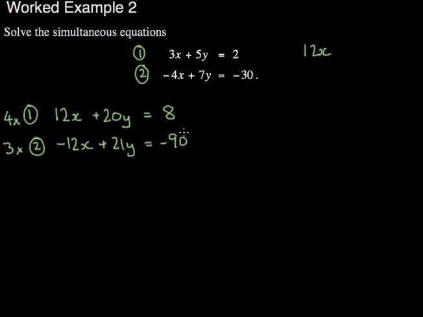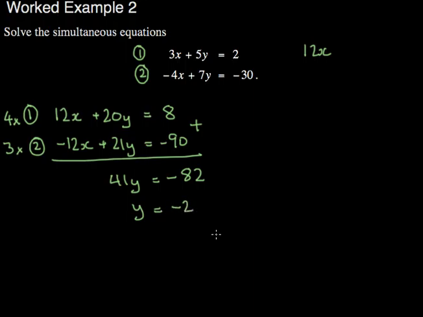And instead of finding the difference between the two, which is what I did in my previous video, I'm going to add the two lines together. And by adding them, the 12x plus the minus 12x gives me 0x. And now I've got 41y, and this would be minus 82. And then dividing both sides by 41 gives me negative 2 for my value of y.